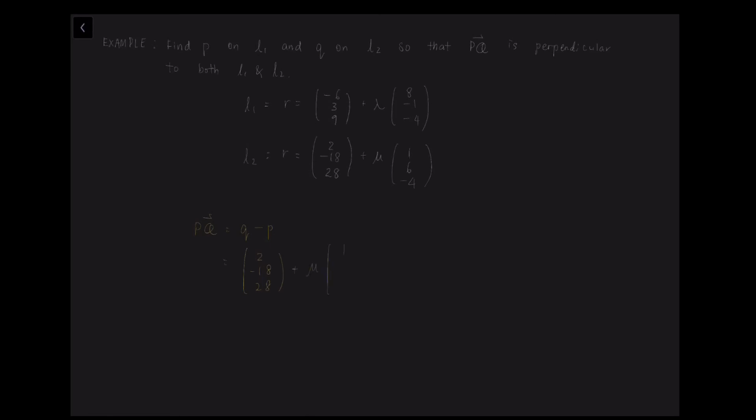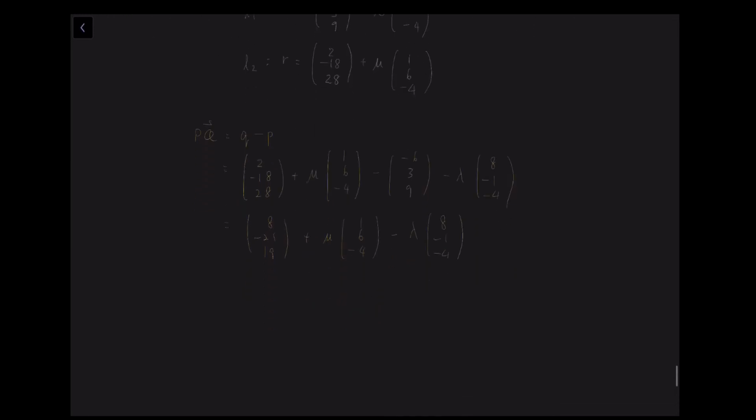Okay, so Q minus P equals 2 minus 18, 28, plus mu times 1, 6, minus 4, which is a point on L2, minus P, a point on L1, so minus 6, 3, 9, minus lambda times 8, minus 1, minus 4. And both mu and lambda are specific numbers, and we are going to try to find these two numbers.